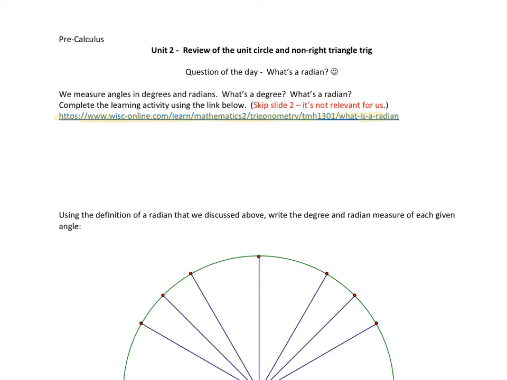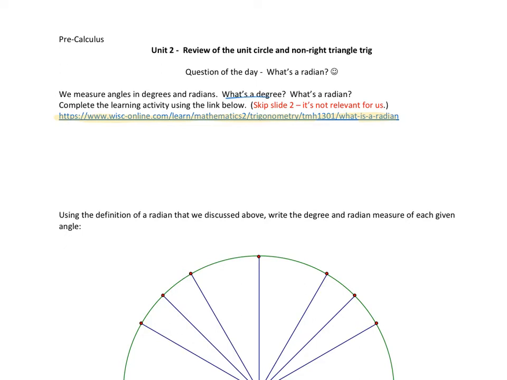So we measure angles in both degrees and radians. So I want to summarize what is a degree and what's a radian. And going forward, you need to be comfortable with measuring angles in both of these units. So first off, what's a degree?